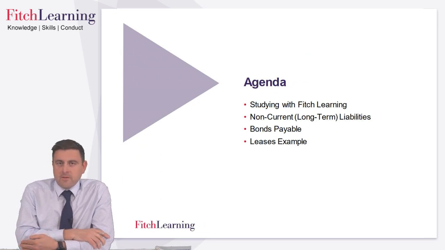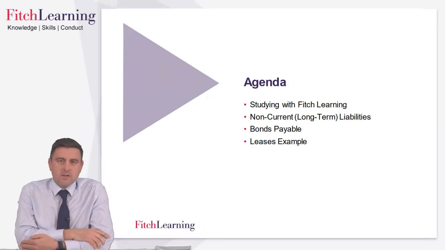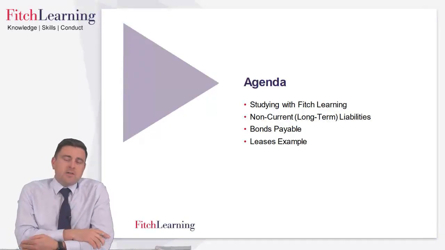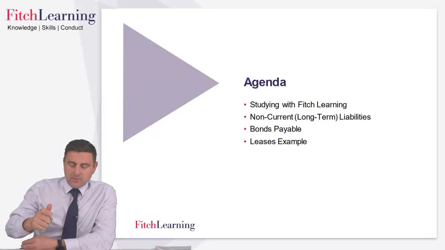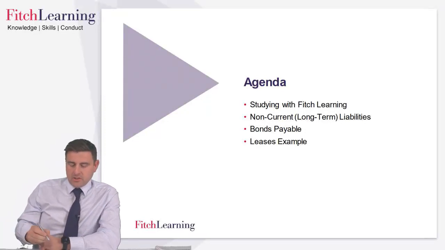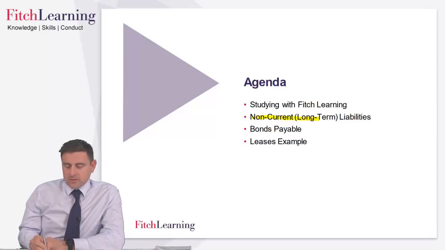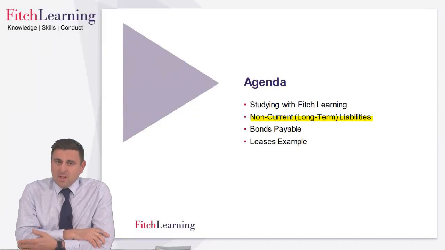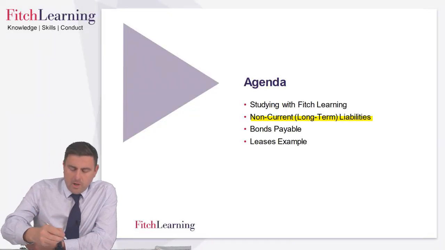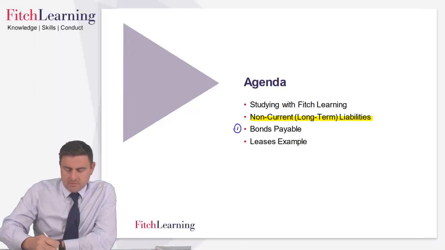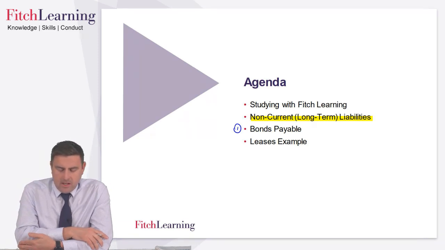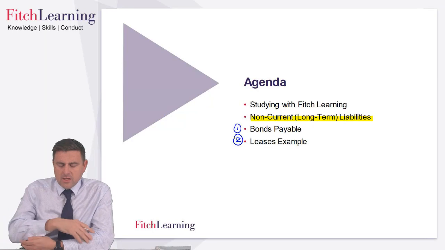To give you an awareness of the agenda, these sessions shouldn't go on too long. I can't teach you the whole of accounts in the short space of time available, so I'll go through a couple of aspects of the accounting section. We're going to look at non-current or long-term liabilities. Number one is bonds payable, where we deal with the issuance of debt from the issuer's perspective, and number two is lease accounting.